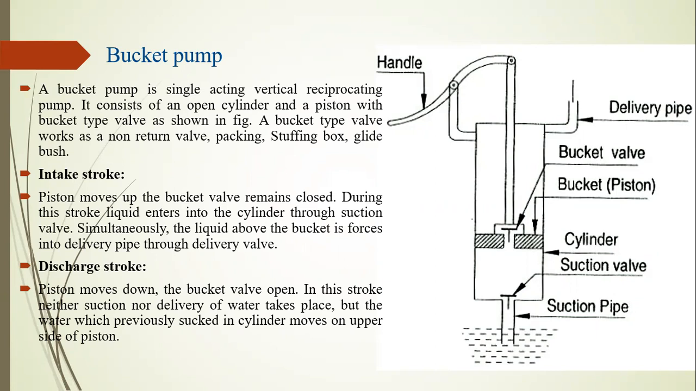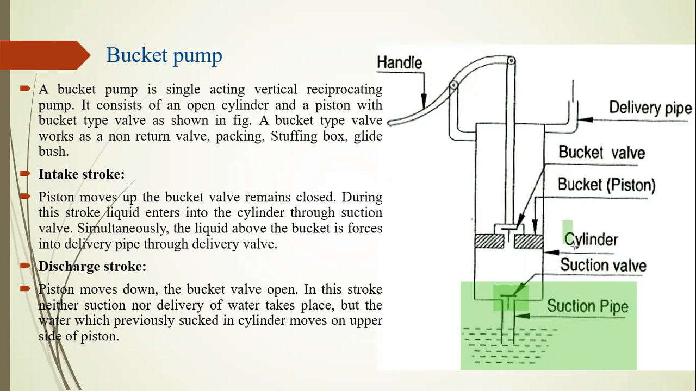Let's learn about the different component parts. First, there is a suction pipe. The suction pipe is directly connected to the bottom side of the pump, where we suck the water from the suction tank. There is a suction valve, called a one-way valve or non-return valve. It lets water in one time and then it closes.